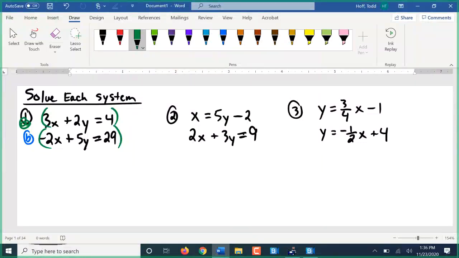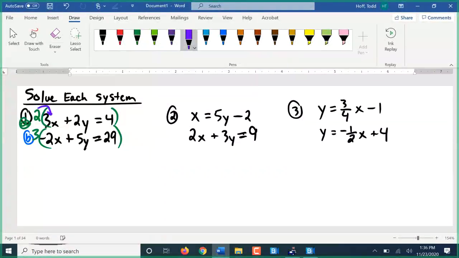My least common multiple, I have coefficients of 3 and 2, so I need to change them into 6. If I multiply the top equation by positive 2, it'll turn this into a positive 6x. And if I multiply the bottom equation by positive 3, it'll turn this into a negative 6x. So let's do that multiplication.